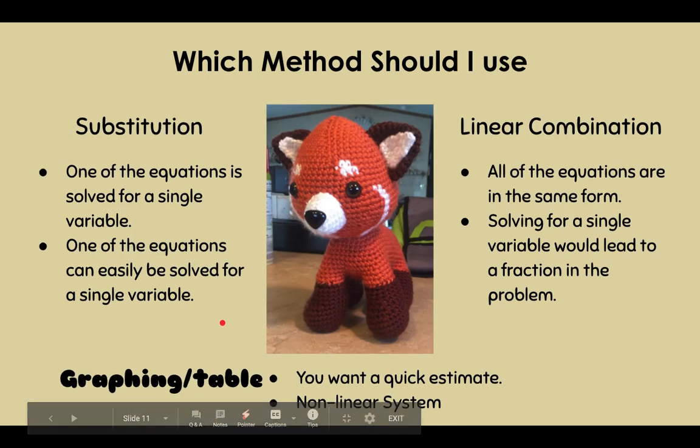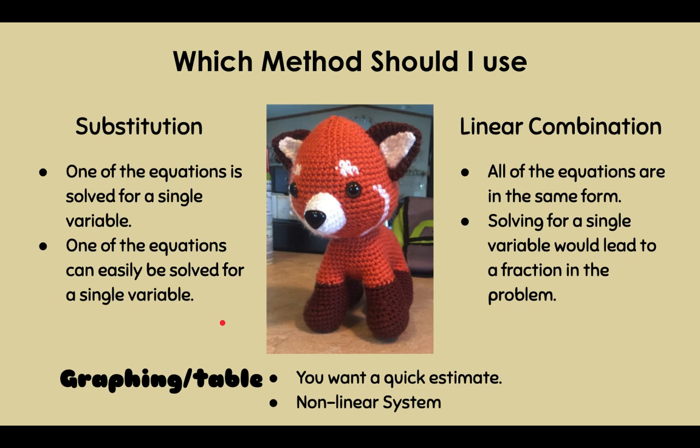So we've looked at doing it with graphing, with decimals. We've looked at it with substitution. Now we're looking at linear combination. When do you use which? If one of the equations is already solved for a single variable, if you have y equals mx plus b, substitution is easiest. If you look at it and you can really easily put one of the equations in that form, substitution is easy. If all of your equations are the exact same form, you can line them up. Linear combination might be the easiest way to go.